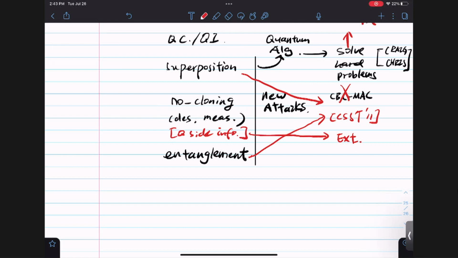And really, the bigger message here is that we need to rethink how to model security when quantum adversaries are present. And oftentimes, classical analysis would just fail. Such as, how do we copy and rewind a quantum adversary? And how do we fix the randomness of a randomized algorithm, of a quantum algorithm, for example, of the adversary?